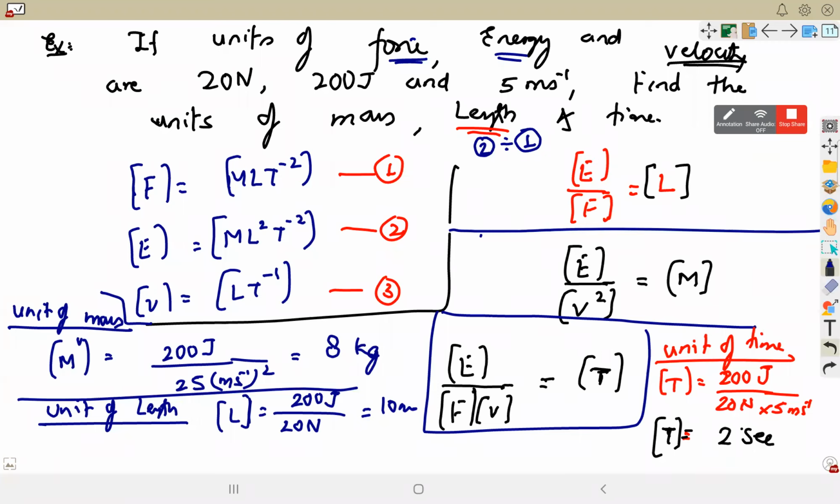Next class we will see errors in measurement and the fundamental measurement thing. First we'll see the measurement of length, time, and mass.